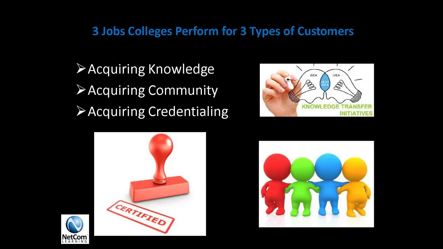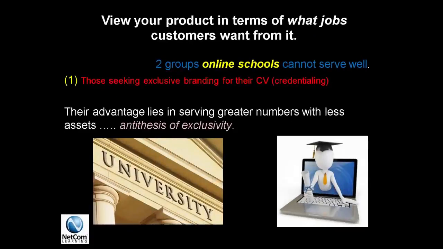You're not looking for credentialing because you have degrees, and you're not looking for a sense of community. You're not 18 years old and want to live away from home for the first time, join a sports team. You just want knowledge. That is one job, and an online university could easily do that. But for acquiring community and credentialing, that might be a job that an online university might not do as well. So online education would be a partial disruption based on the business model.